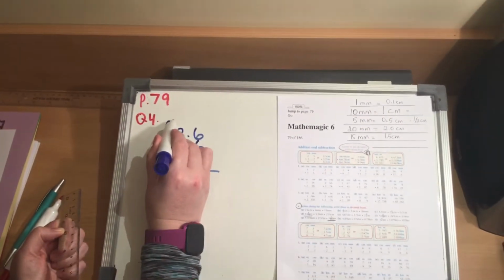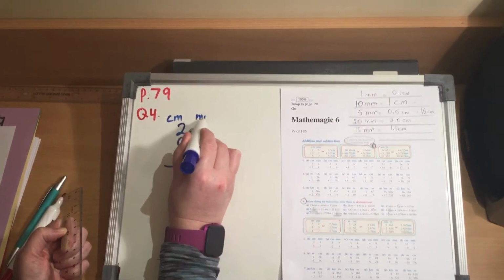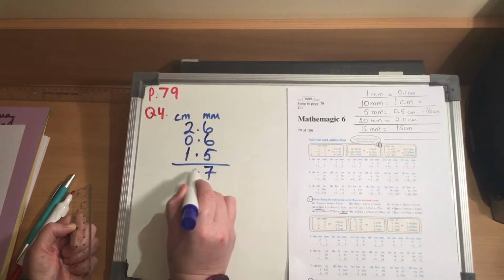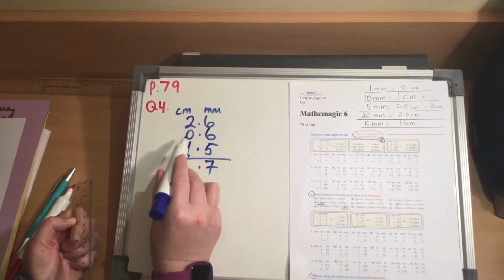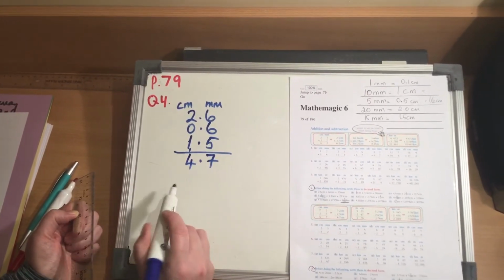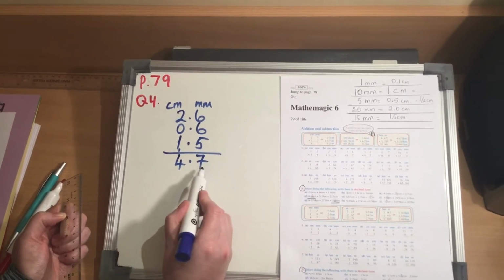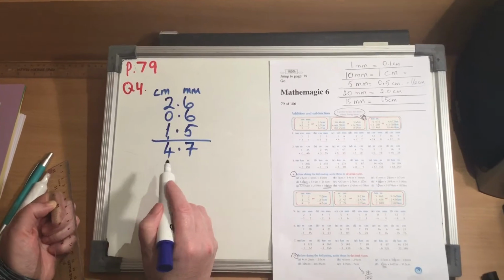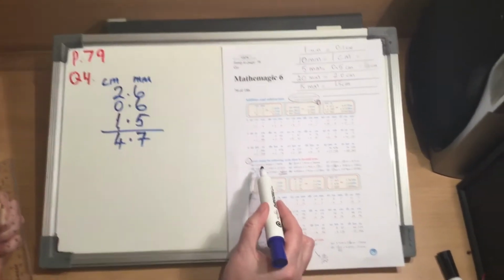Okay, here are the CMs and the MMs. Okay, 5 and 6 is 11 and 6 is 17. 7 carry the 1. 1 and 1 is 2 and 2 is 4. So the answer is 4 centimetres and 7 millimetres.